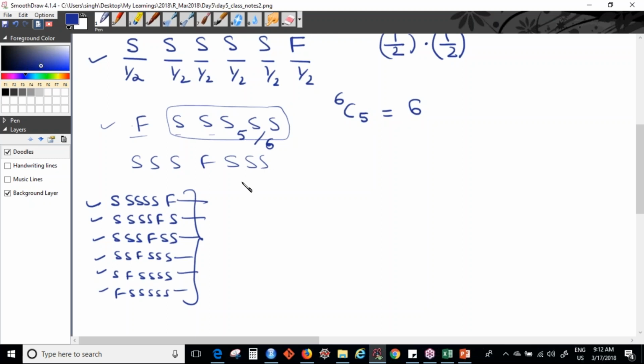6C5. So nCr, if you remember from high school, is the way of arranging r items in total n places. This is what nCr means: the number of ways of arranging r items in total n places. So here we have to arrange 5 items in total 6 places, so it should be 6C5 or nCr. Is this clear, guys?